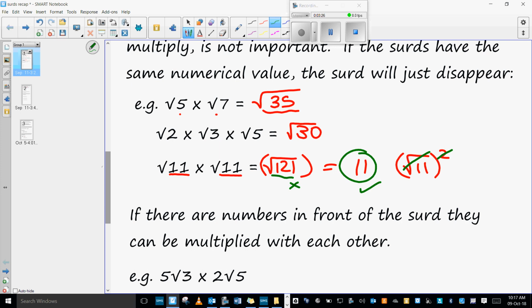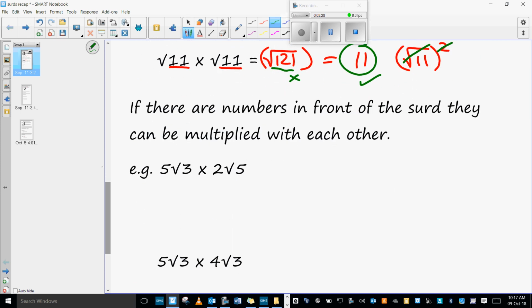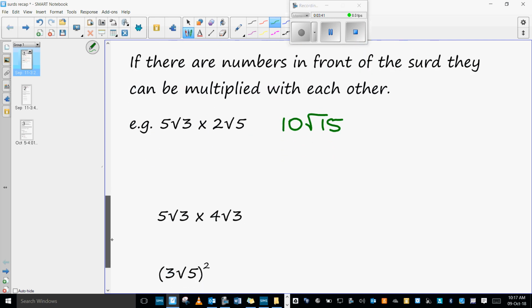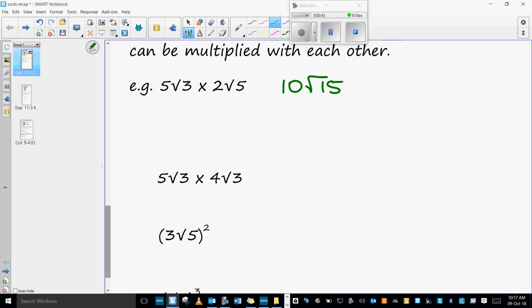If there are big numbers in front, they can just be multiplied by each other. So what would this be? 10 root 50. Now 5 root 3 multiplied by 4 root 3? 20 times 3, 60.